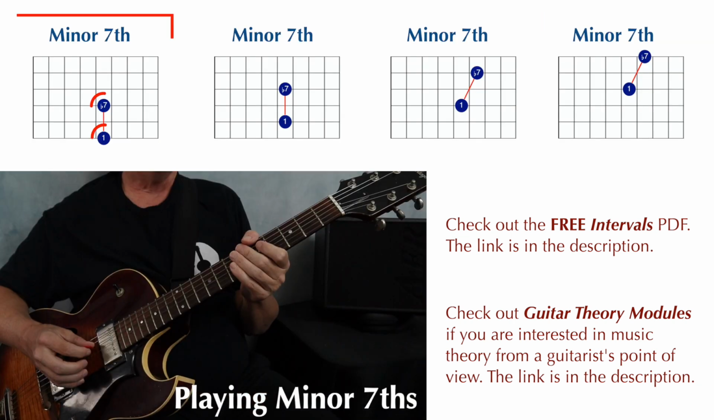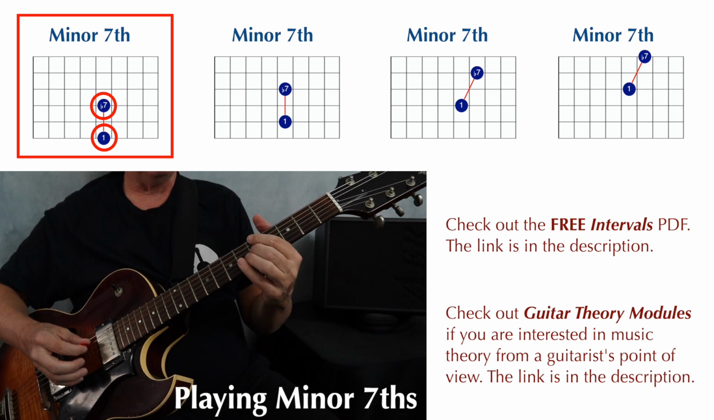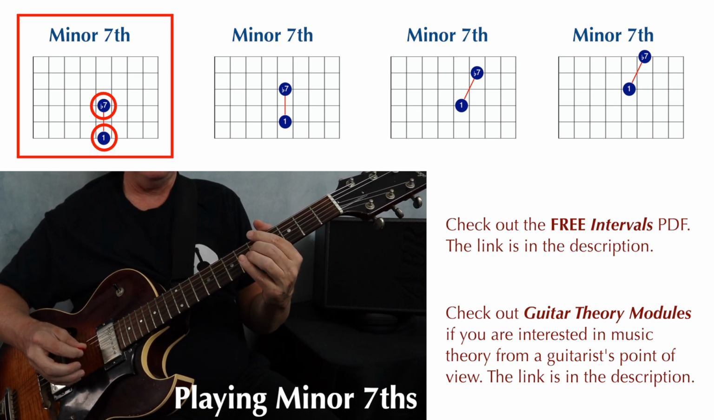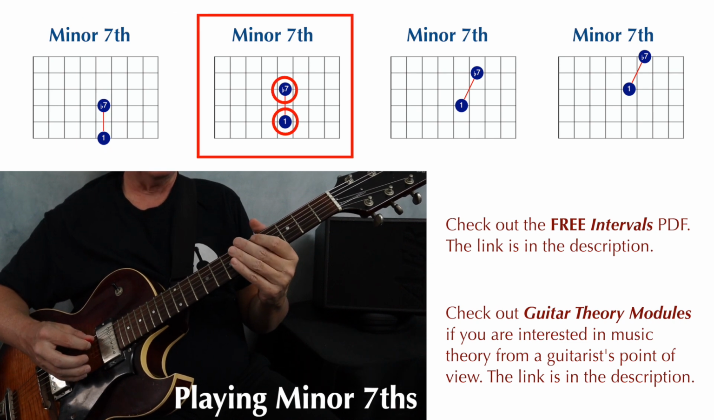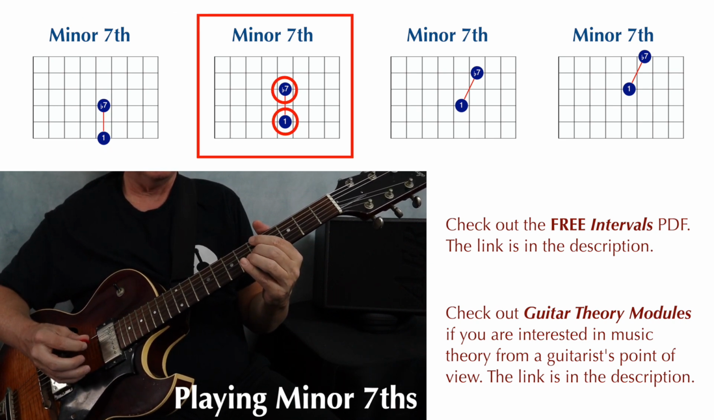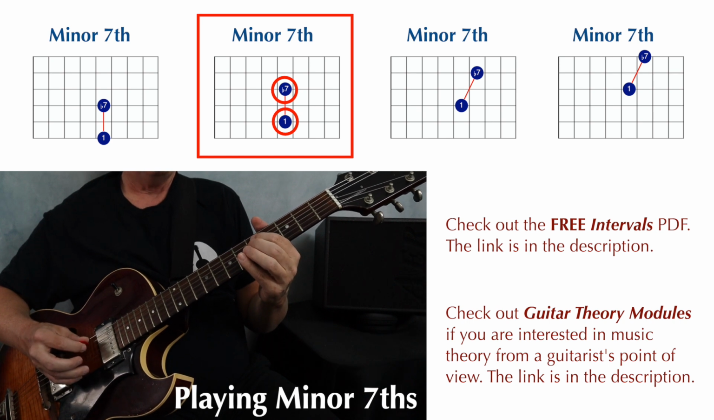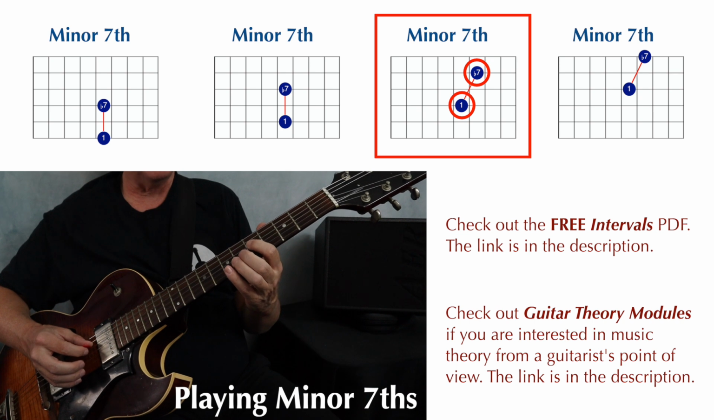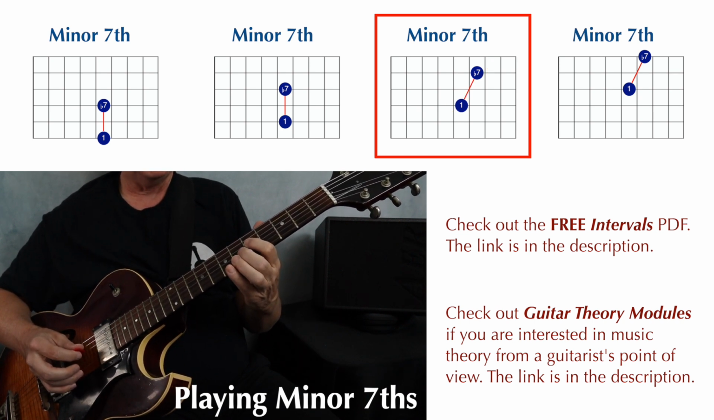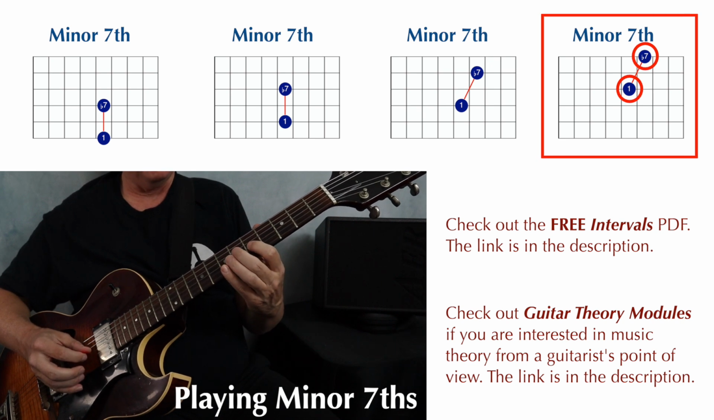Minor sevenths. Minor seventh moving between strings 6 and 4, same fret. You just skip over a string. Same between strings 5 and 3. Because of the way the guitar is tuned, it's going to be different between strings 4 and 2, 1 fret distance. And same if you're moving between strings 3 and 1, 1 fret distance.